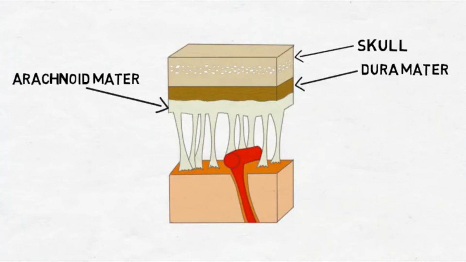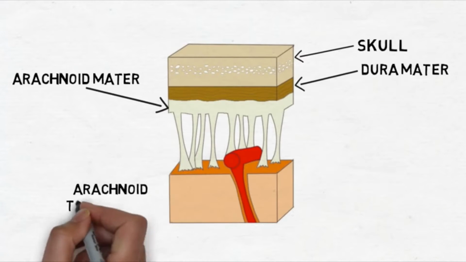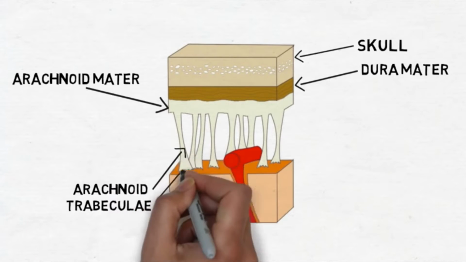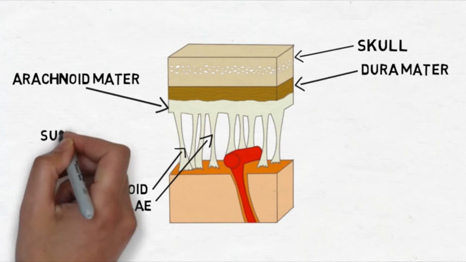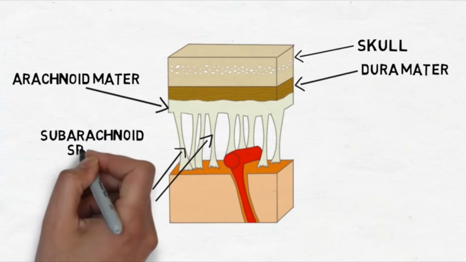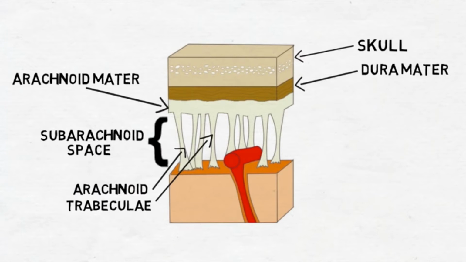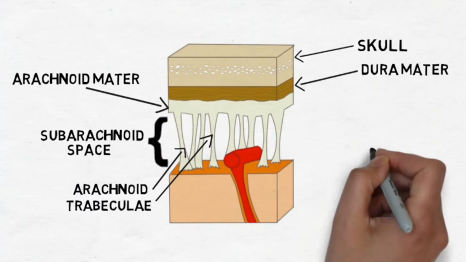It is present between the dura and the pia mater. It has the consistency and appearance of a cobweb. Strands of connective tissue called arachnoid trabeculae stretch between the arachnoid and pia mater. They help to suspend the brain in place. The subarachnoid space is the area present between the arachnoid and the pia mater, which is filled with cerebrospinal fluid. The third and innermost layer is the pia mater.